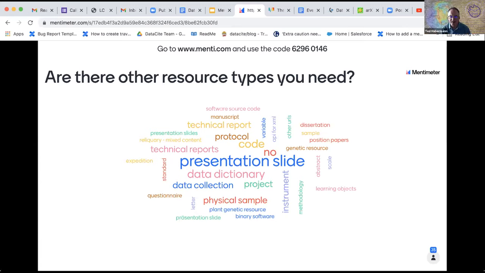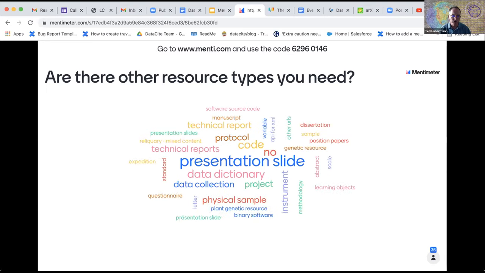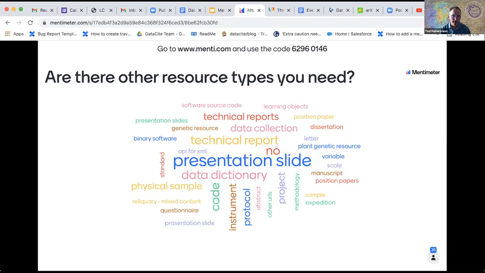Good one. Yeah, I think the appearance of protocol on this list is really interesting. That's a very interesting new kind of resource that's being shared, and getting DOIs for protocols would be really cool.